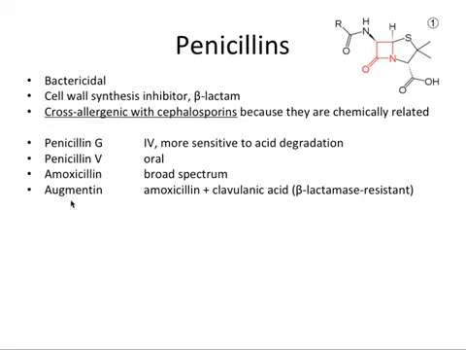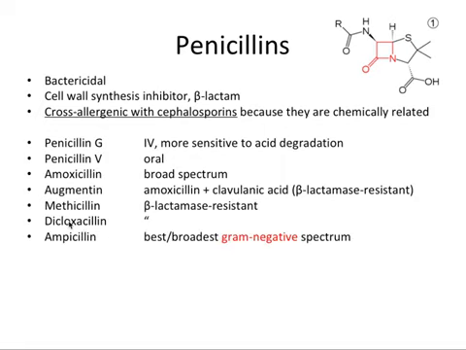So augmentin is one of them, and we also have methicillin for when bacteria produce this beta-lactamase enzyme. And we also have dicloxacillin as another example. Next we have ampicillin, which has the best and broadest gram-negative spectrum. So if you see a question that's asking about an antibiotic that's specifically effective against gram-negative bacteria, ampicillin should jump into your mind.